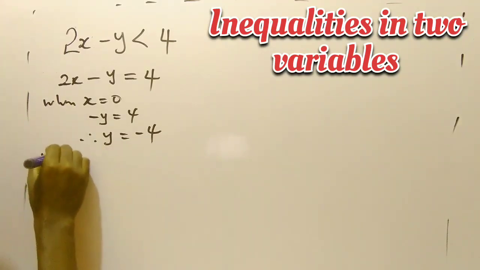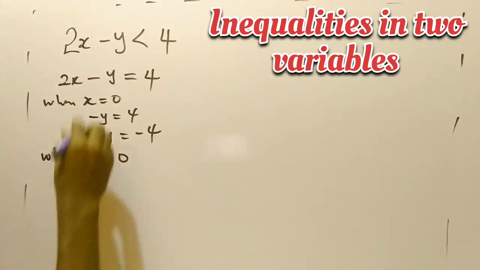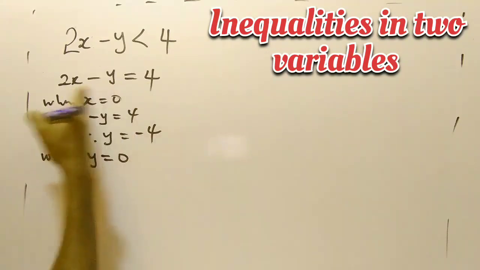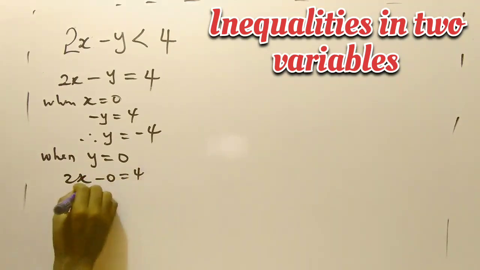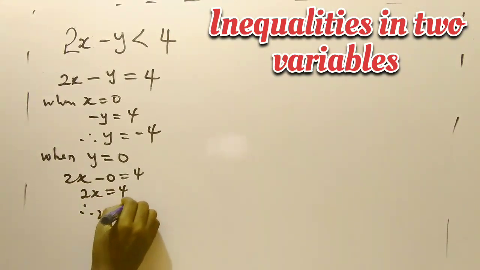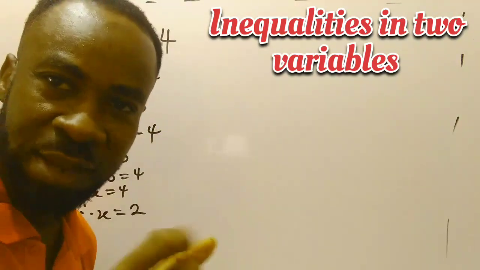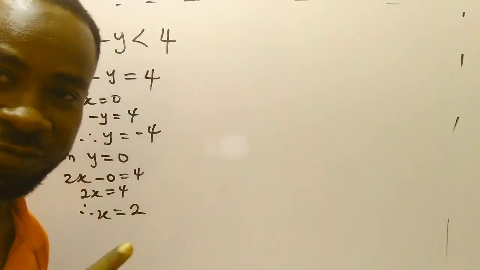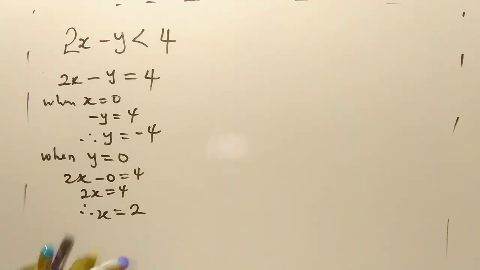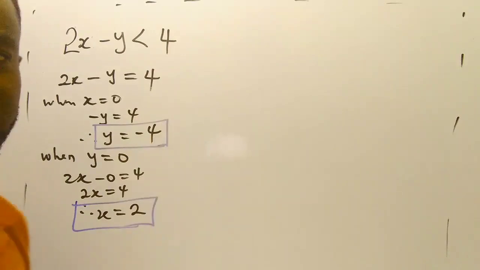We are going to do the same thing to get the x-intercept. To get the x-intercept, we say when y is equal to 0. So if y is equal to 0, this equation gives me 2x minus 0 equals 4, and therefore 2x is equal to 4, and x is equal to 2. So I have succeeded in getting my y-intercept and my x-intercept. These are the two things I'm going to use to plot this graph. So let's take note of that: this is our x-intercept, this is our y-intercept.